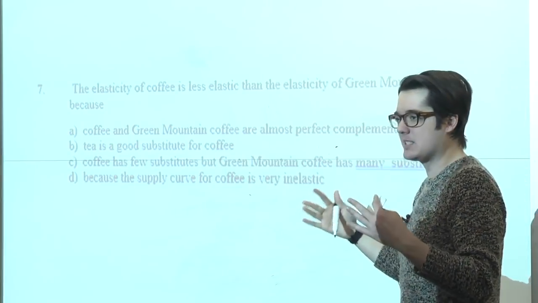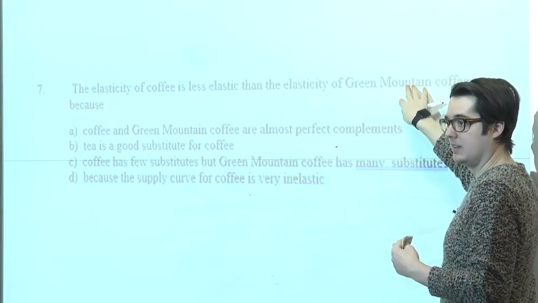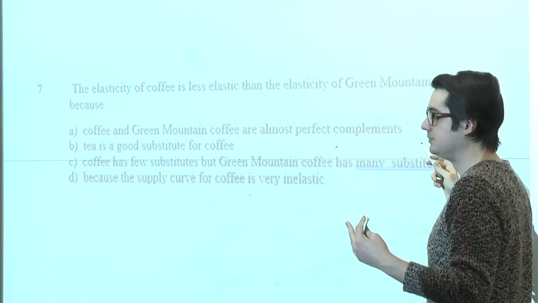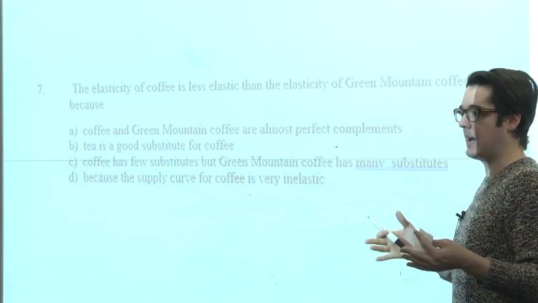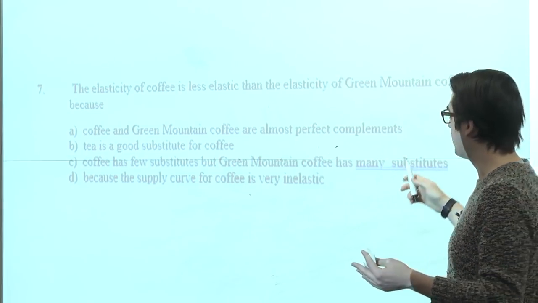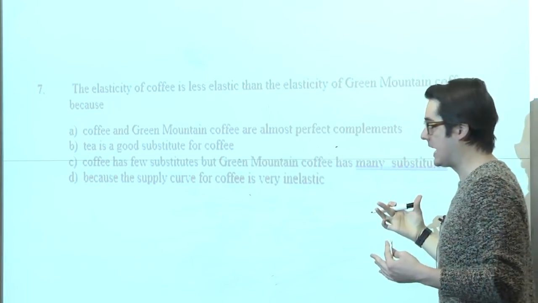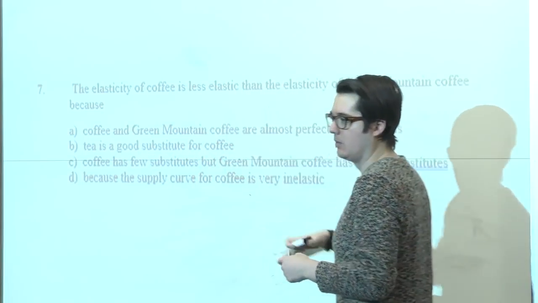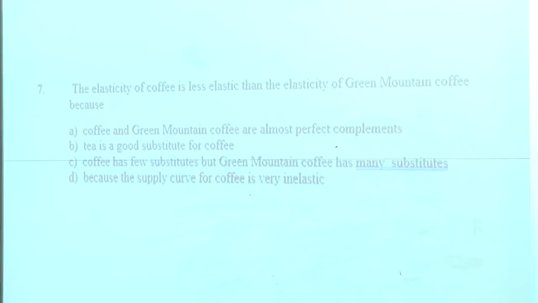You could have tea, but it's not really the same thing. Whereas a particular brand of coffee, if this changes its price, what are you likely to do? You just buy a different brand, right? If a particular brand gets expensive, you can just buy a different brand, and those are going to be very close substitutes. Okay, so if something has a lot of substitutes, like a particular brand, it is going to be more elastic than something with a more broadly defined market like coffee, which has fewer substitutes. Okay, so the answer will be C.